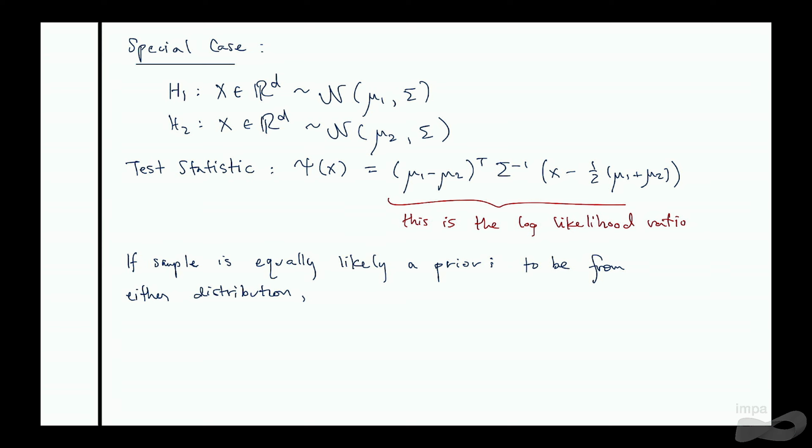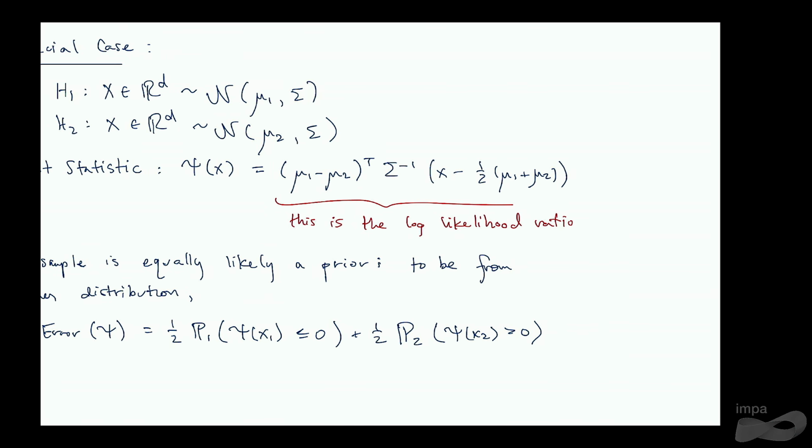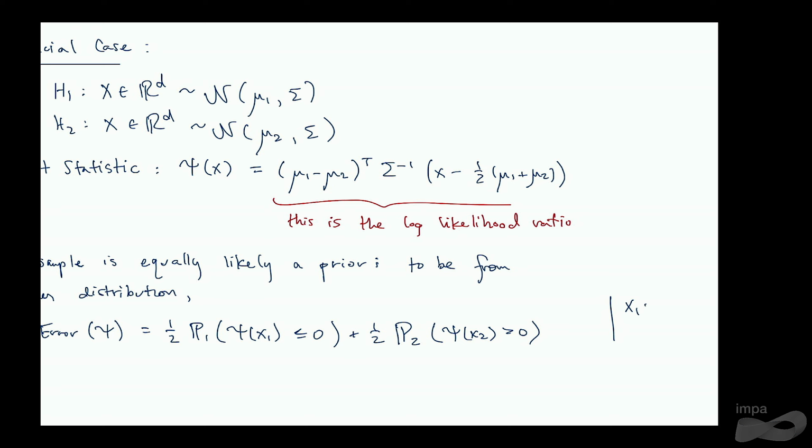So you'll threshold this at 0, and then we can characterize the error in this threshold exactly. The error is in particular 1/2 times the probability that psi of x1 is less than or equal to 0, plus 1/2 times the probability under distribution 2 that psi of x2 is greater than 0. Here x1 is a random variable from P1, and this is P2, so x2 is a random variable from P2.